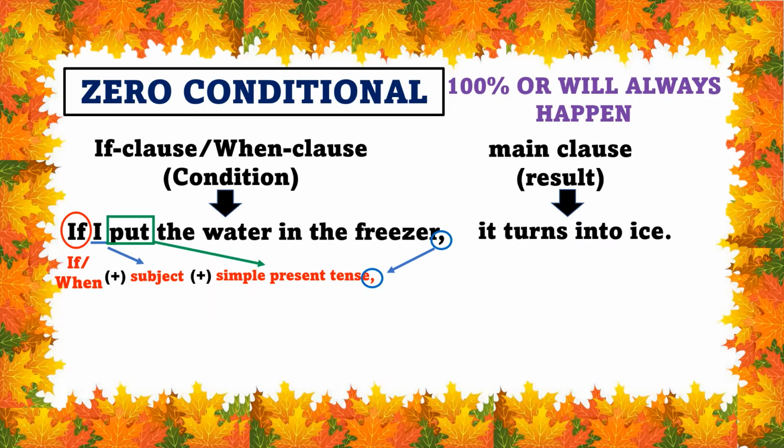This is the structure for the main clause. Subject plus predicate or simple present tense of the verb, and don't forget the period at the end of it. As you can see, the subject it is singular. Therefore, the verb should end with s, like turns. Is it clear to you? Wow, that's great.